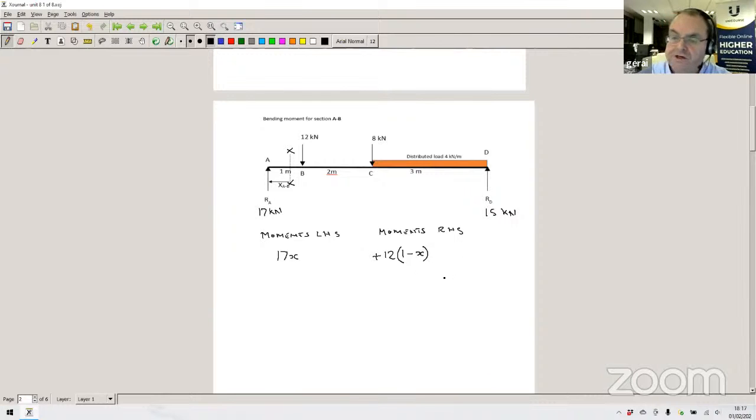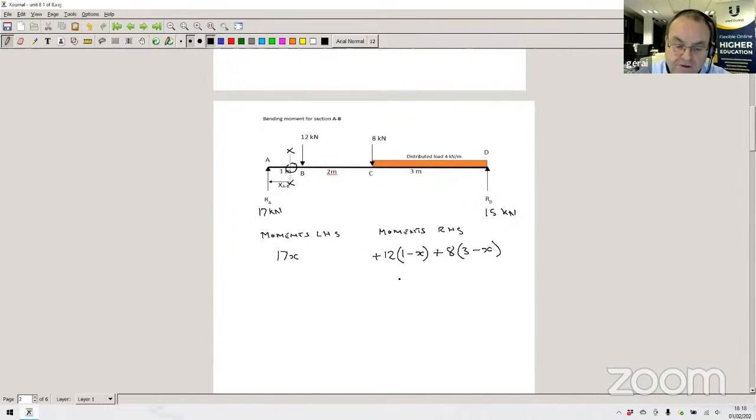So we've done now the 12 kilonewtons, so we do the 8 kilonewtons in exactly the same manner. Again, that's causing a clockwise rotation. So it's going to be plus 8 kilonewtons again. And that acts at a distance of 3 meters from C to A, less the distance X to get to that point there. So it'll be 3 minus X.